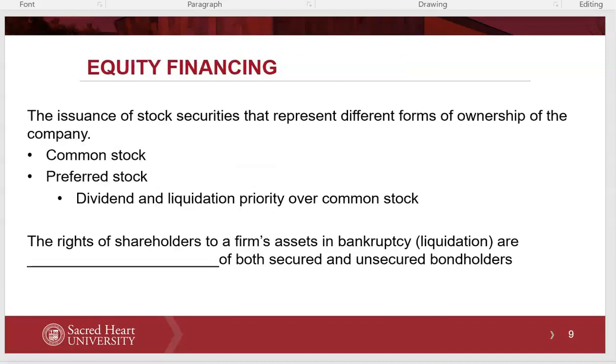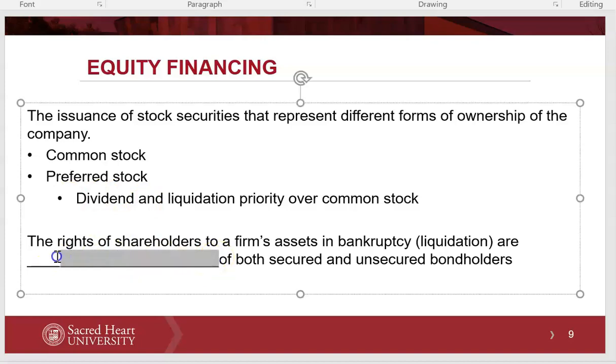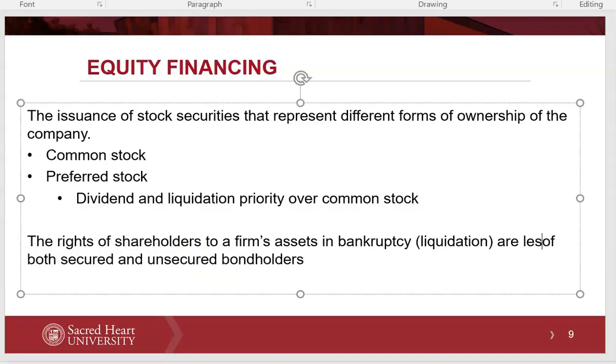Let's compare debt financing to equity financing. The issuance of stock securities represents different forms of ownership, common stock and preferred stock. Remember, preferred stockholders have dividend and liquidation priority over common stockholders. The rights of shareholders to a firm's assets in bankruptcy, also known as in liquidation, are less than those of both secured and unsecured bondholders.